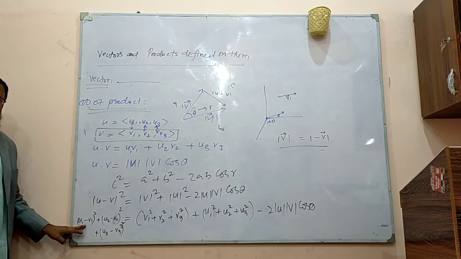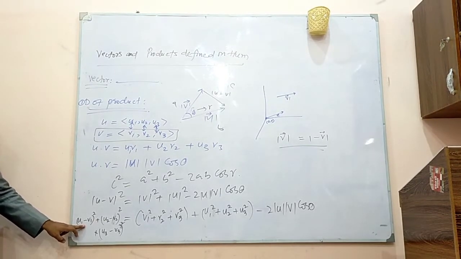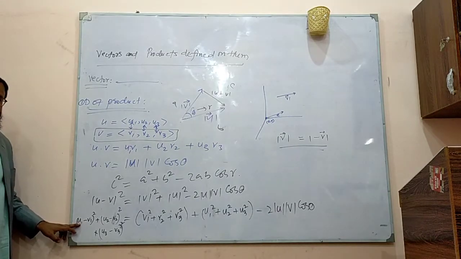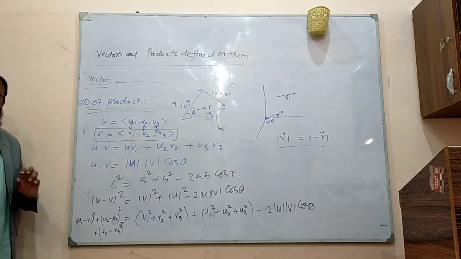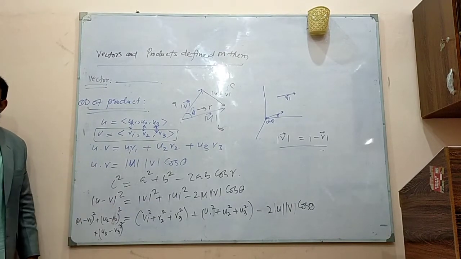You square this. What should be the answer? What is the square of this? What is u1? It's a number. It's not a vector. It's a number. a square minus 2ab plus b square. You know very well.